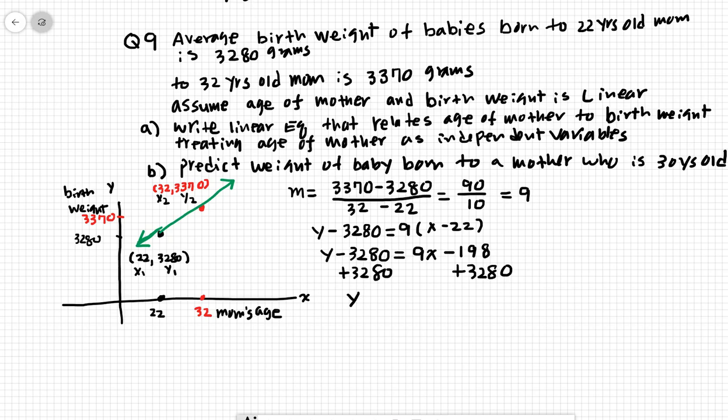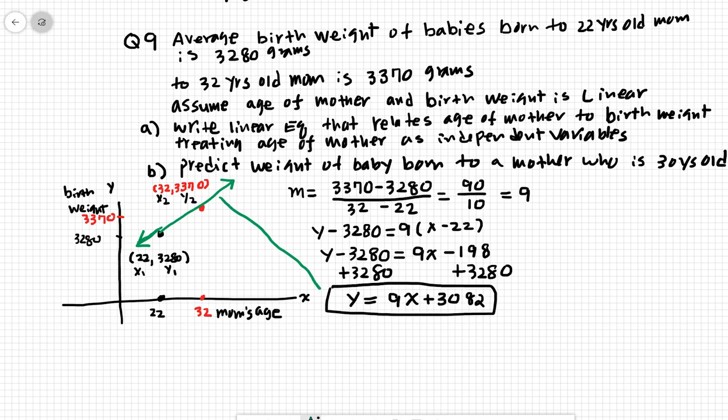Now the slope-intercept form of this one is going to be y equals 9x. Let's subtract that 198 from 3280. I have 3082. So y equals 9x plus 3082 should be our equation that represents this green line over here. All right, so let's answer the second question.